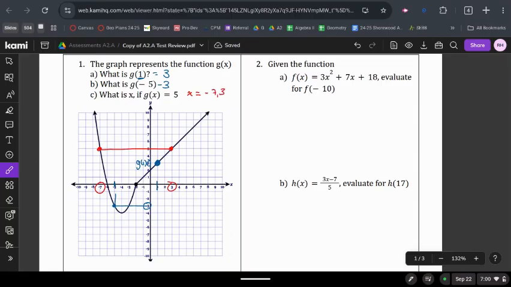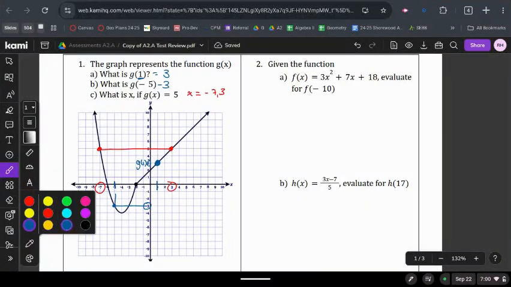For the second problem, we're simply substituting values in. So f of negative 10 is substituting in negative 10 for both x's. So I'll have f of negative 10 is equal to 3 times negative 10 squared plus 7 times negative 10 plus 18. The parentheses are really important, especially when you use your calculator. You should be getting a value of 248. So f of negative 10 is 248.